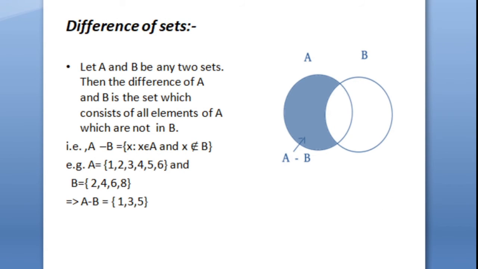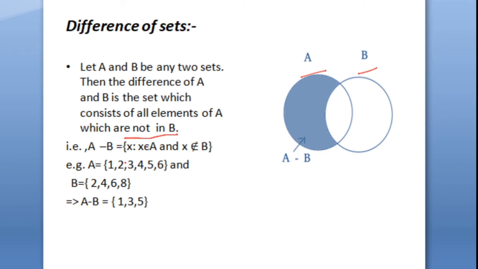Now, difference of sets. We have taken here two sets A and B. Let A and B be any two sets. Here I have taken set A and set B. Then the difference of A and B is the set which consists of all elements of A which are not in B. That means all the elements of A except the common elements of A and B.